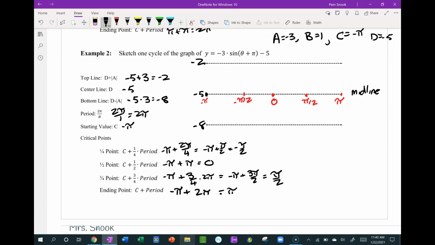Now here's one thing to watch out for. A is negative. So instead of starting at 0 and going up, I have a flip. So I'm going to start at my midline and I'm going to go down. So I'm going to have a point here. Then I'm going to go back to midline, and then I'm going to go up. So here's what this one looks like.